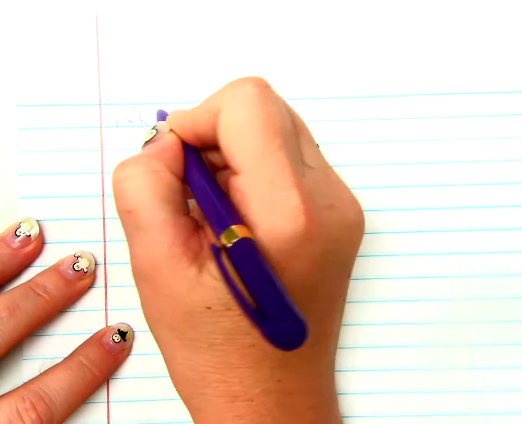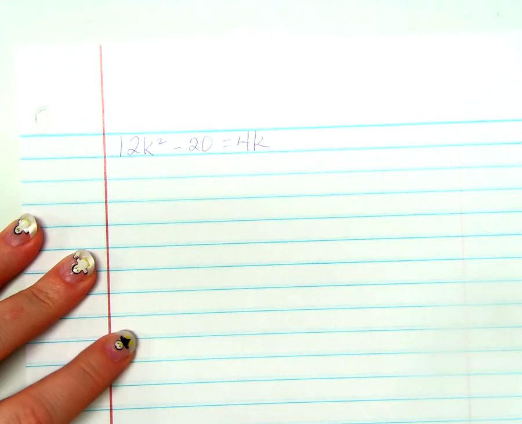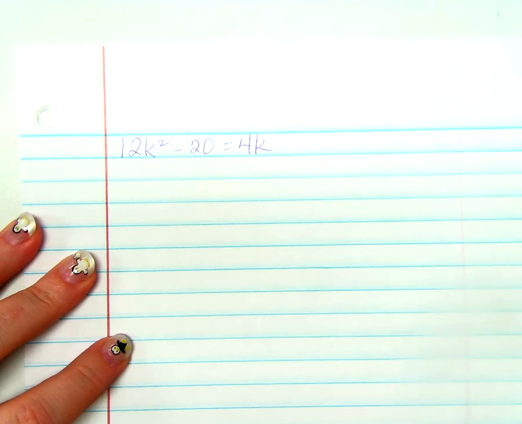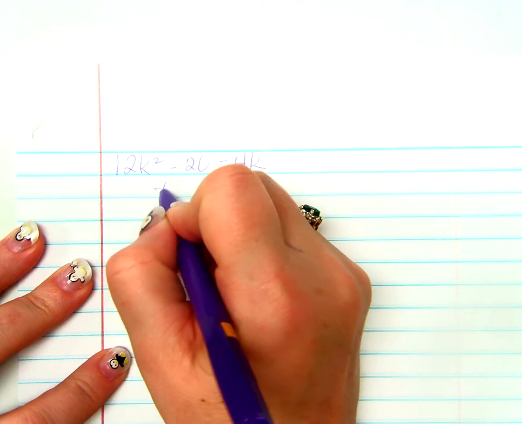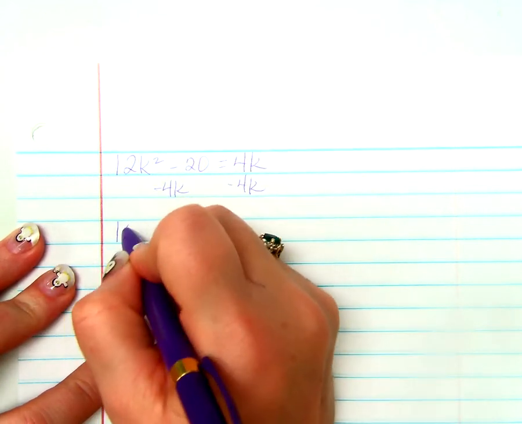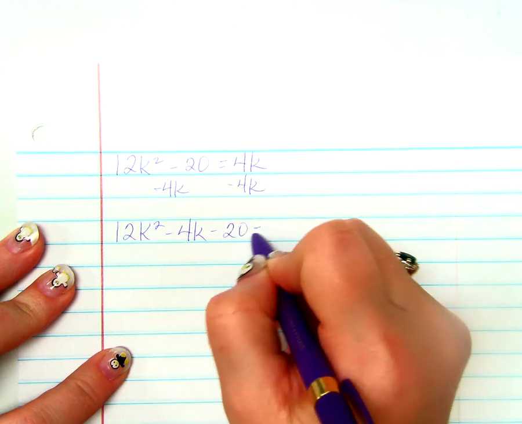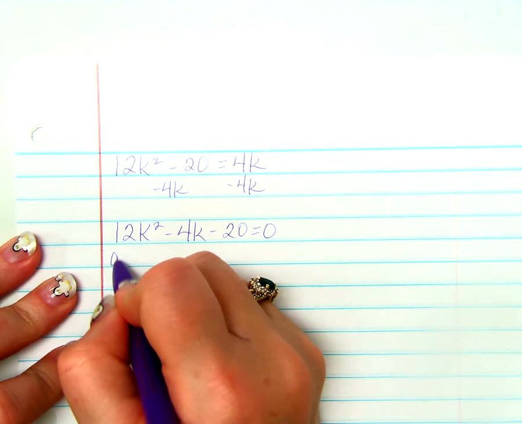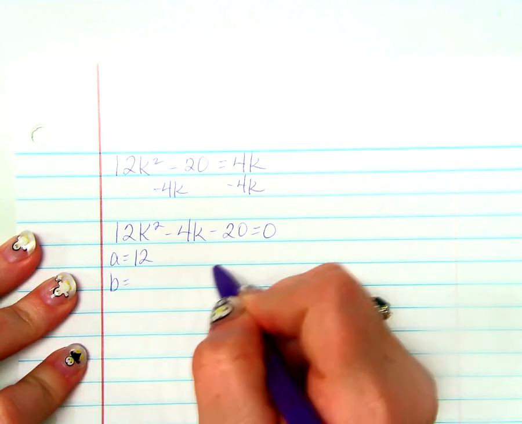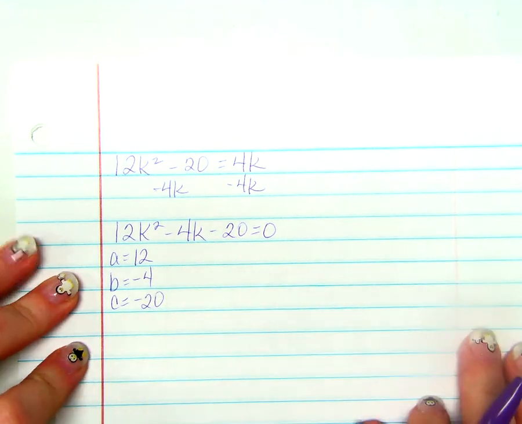K squared minus 20 equals 4k. Okay? So we have to get it equal to 0. So we subtract 4k from both sides. We get 12k squared minus 4k minus 20 equals 0. A is 12, B is negative 4, C is negative 20.